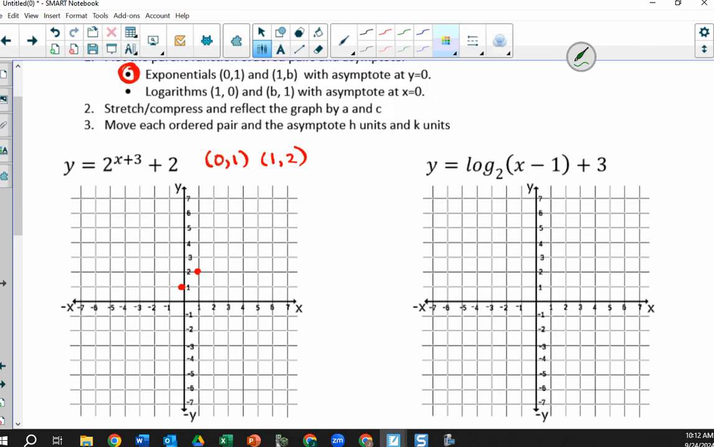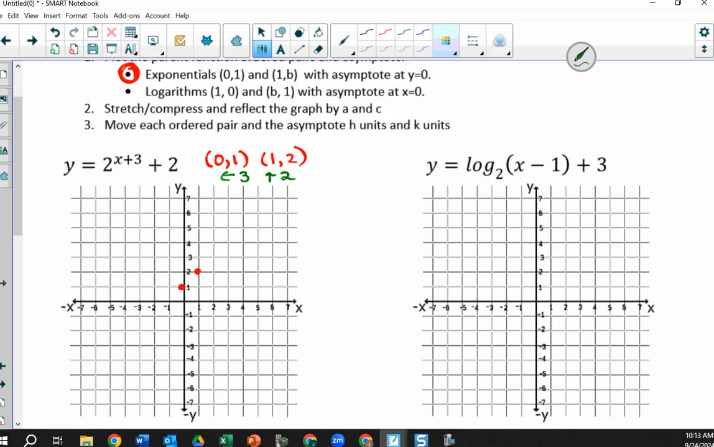How would you have the point (0, 1)? Like when x is 0, wouldn't it be 2 to the 0, which is 1? So those are your parent graph points. Then we're going to shift them. So where are we going to go? Instead of right, if you had to guess again, what would we say? Left, okay. So we're going to go left 3 and up 2.